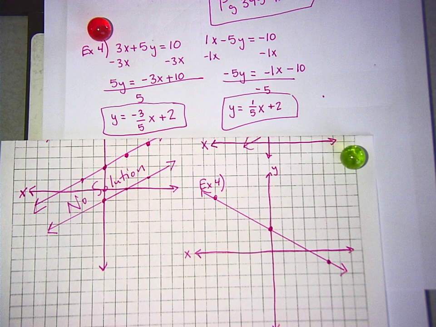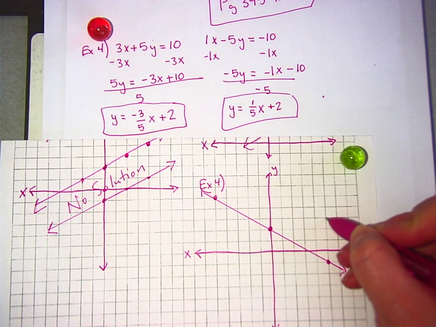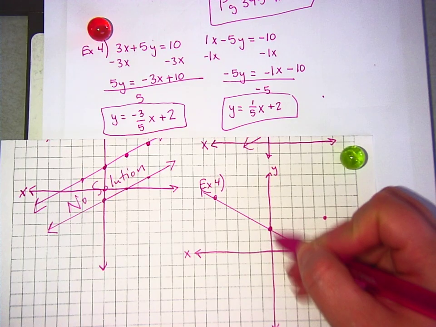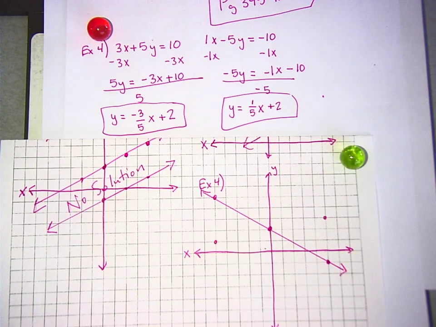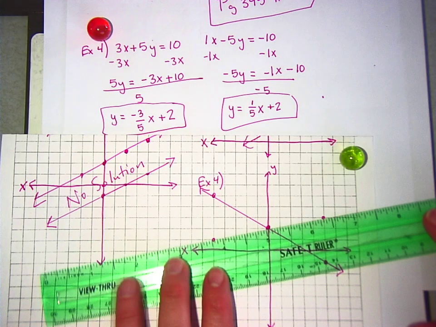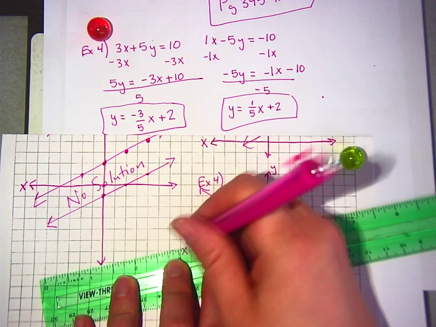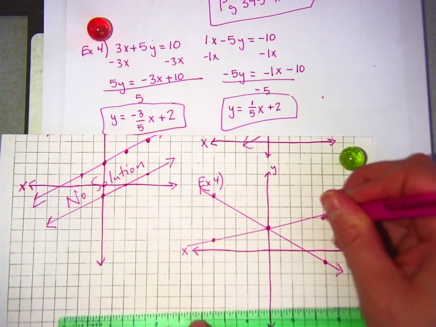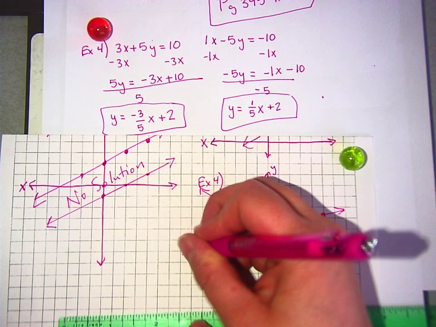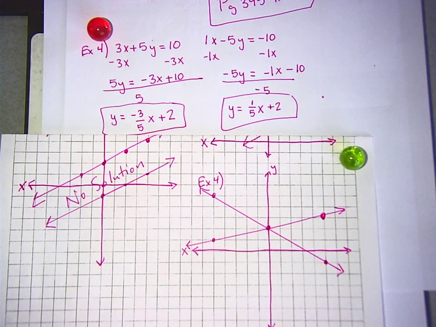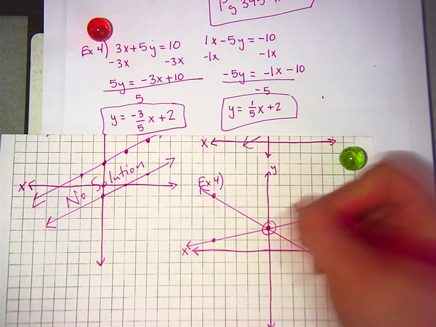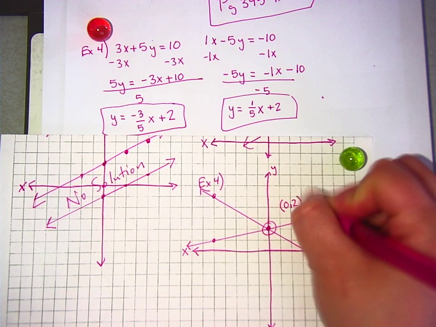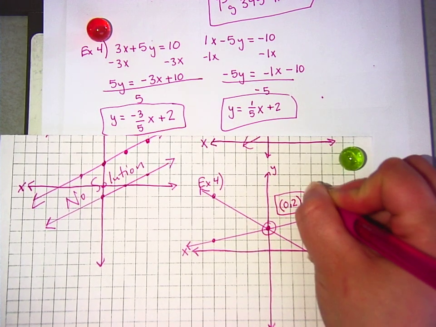The other one also has a y-intercept of 2. And then it goes up 1 to the right 5. On the other side, it's down 1 to the left 5. Kind of looks like an X crossing in the middle. So where's the answer? Where they cross, 0, 2. So make sure you write 0, 2 down. That is the actual answer, 0, 2.